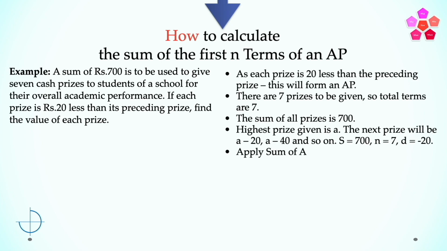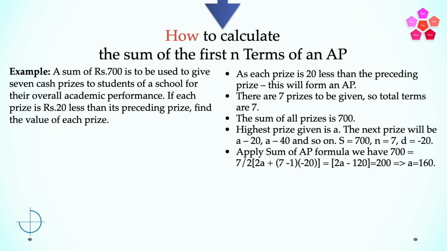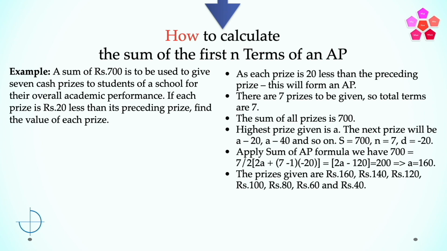Apply the sum of the arithmetic progression formula. We have 700 is equal to 7 by 2 multiplied by 2a plus 7 minus 1 into minus 20. Here we get 2a minus 120 is equal to 200, which implies that a is equal to 160. The prizes given are rupees 160, rupees 140, rupees 120, rupees 100, rupees 80, rupees 60, and finally rupees 40. These are the 7 prizes that are given.